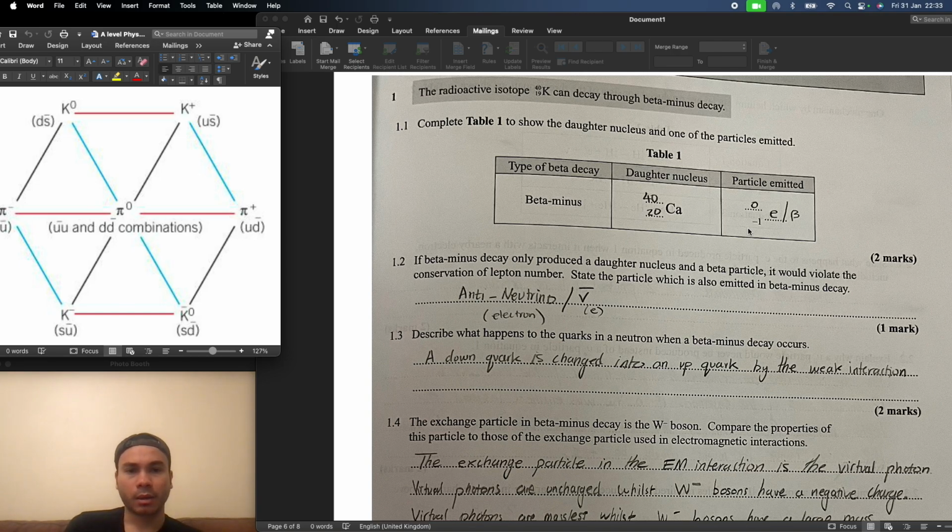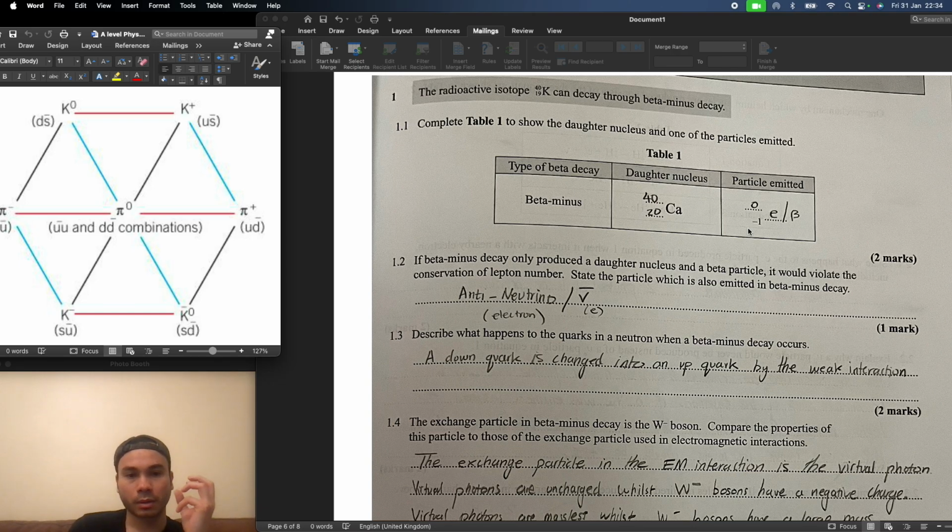1.2, if beta minus decay only produced a daughter nucleus and a beta particle, it would violate the conservation of lepton number. State the particle which is also emitted in beta minus decay. So beta minus decay will always have a corresponding anti-electron neutrino. This is just one of the things you've got to remember. Vice versa, if it's a beta plus decay, you're going to have an electron neutrino being emitted as well. Okay, so there's always going to be a standard lepton and an anti-lepton being emitted in the form of a neutrino and vice versa.